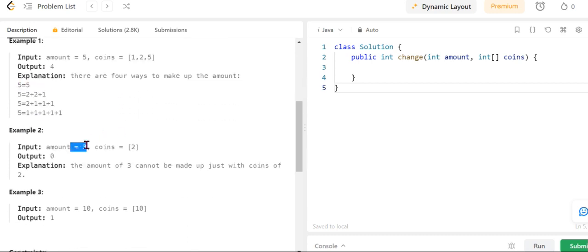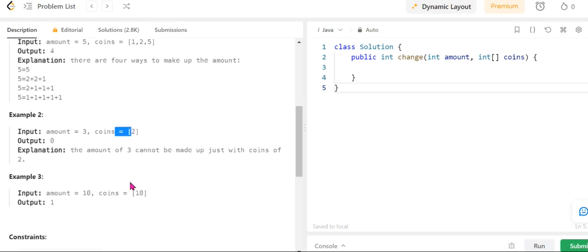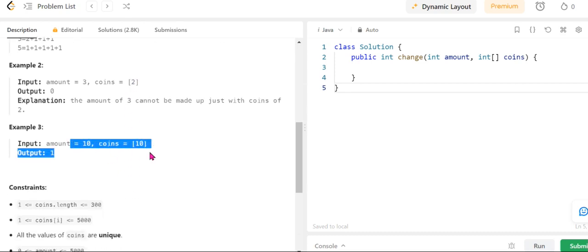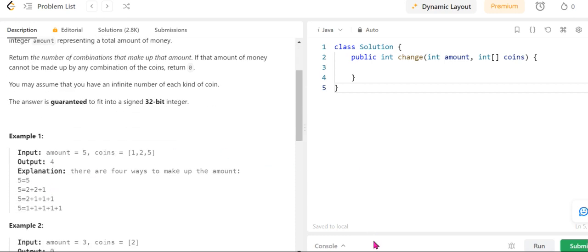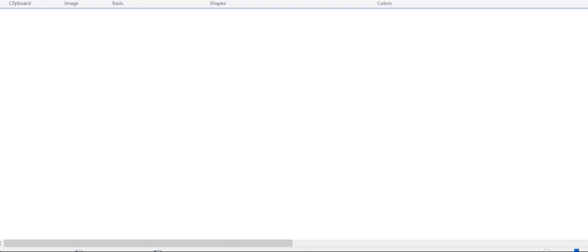Example 2, you need to make the amount 3 and the coin you are given is 2. If you use it 2 times, it makes amount 4, not 3. So there's no way you can make amount 3 using the coin of denomination 2. In example 3, the amount is 10 and the coin given is 10, so there's only one way to make it. So the output is 1. Now let's try to see how we can do this.